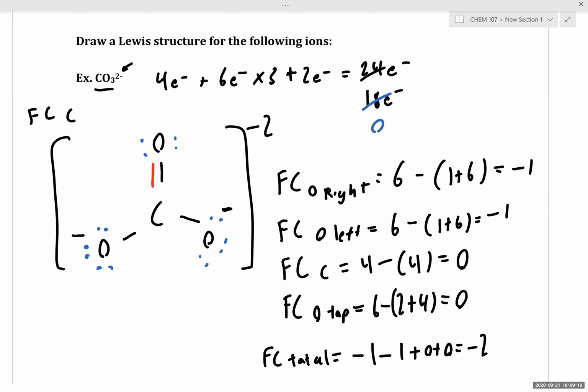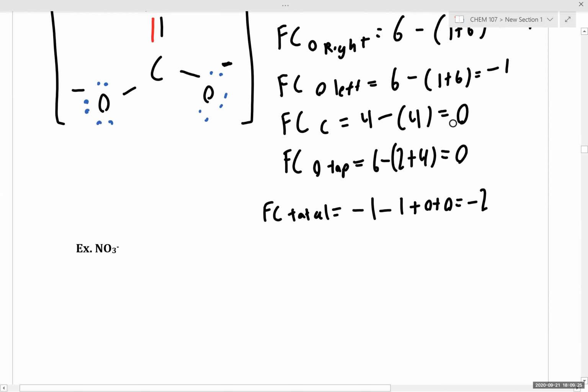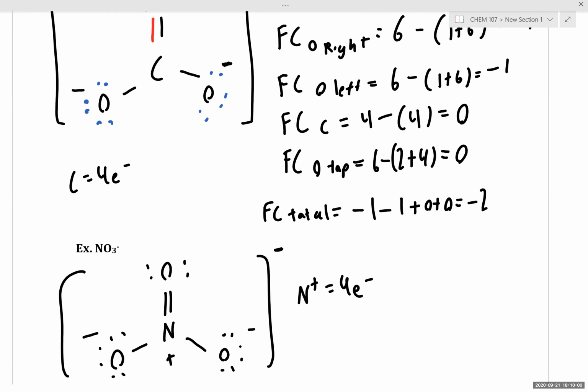Okay, so let's keep going now. So we've already seen the example for nitrate, which is NO3+. Nitrate looks something like this. We've seen this before. The reason why I'm showing you this example is because carbon has 4 electrons. Nitrogen plus also has 4 electrons. So nitrate and carbonate could be considered analogous structures, structures with the same total number of valence electrons and that contain atoms with the same number of valence electrons.